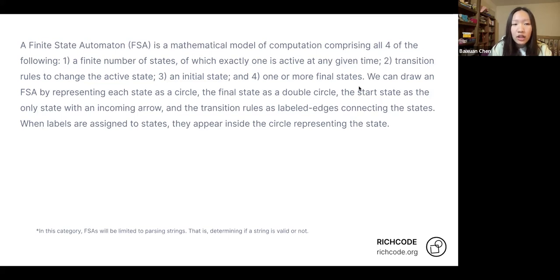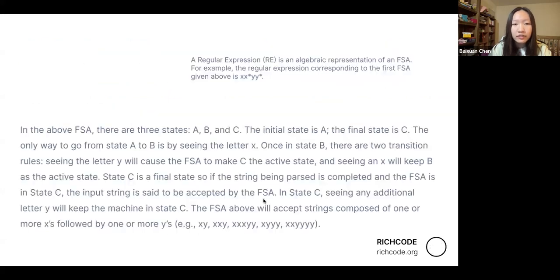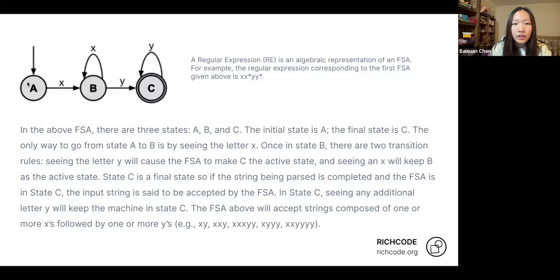We can draw an FSA by representing each state as a circle, the final state as a double circle, and the starting state as the only state with an incoming arrow. The transition rules are labeled edges connecting the states. When labels are assigned to states, they appear inside the circle representing the state. On the contest, FSAs will usually be parsing strings, like determining if a string is valid or not. So, this is an example of an FSA.